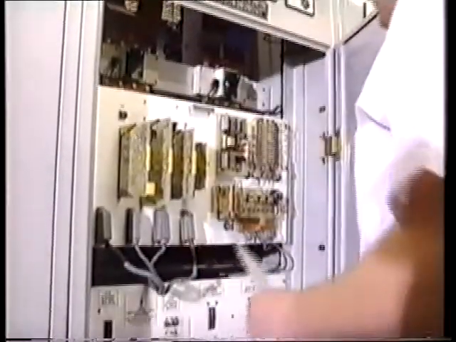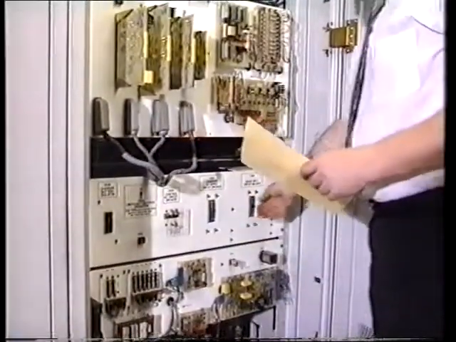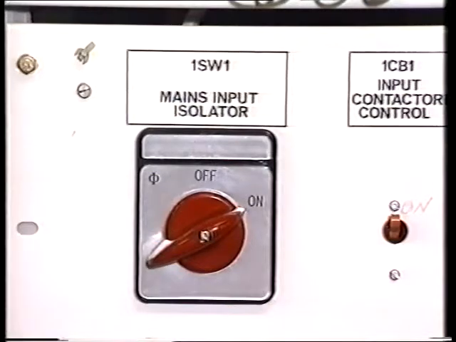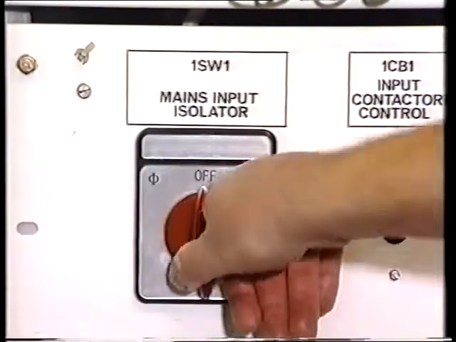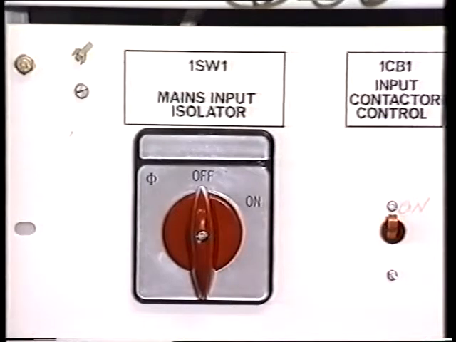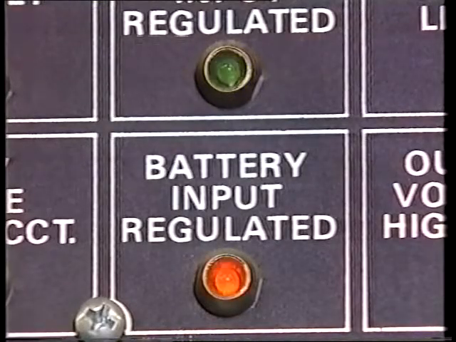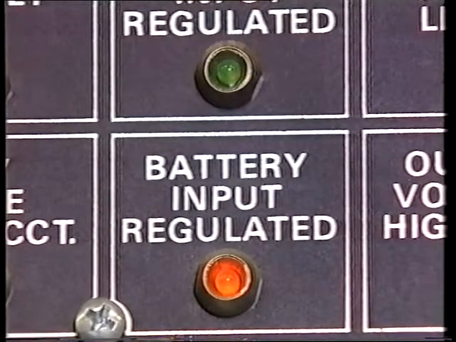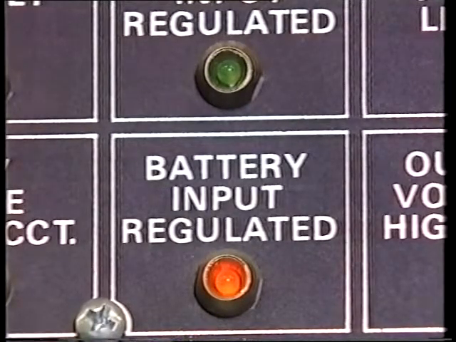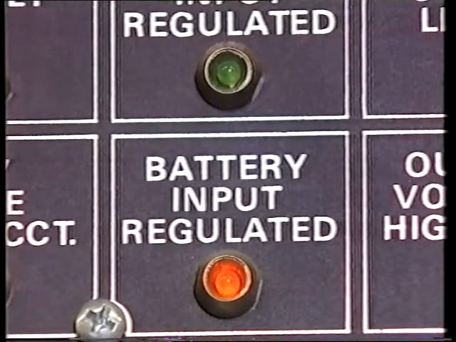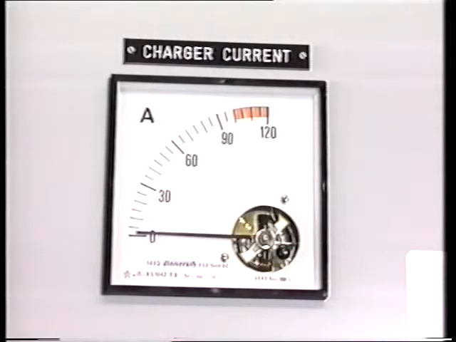Step 2. On the 500 amp buck-boost, switch off the main supply circuit breaker 1CB1, or with the 1000 amp buck-boost, switch off the main supply isolator 1SW1. Check that the buck-boost power supply automatically switches to battery input regulated. That is, the standby battery supplies the load via the buck-boost regulator. The battery charger is automatically inhibited during the battery operation.